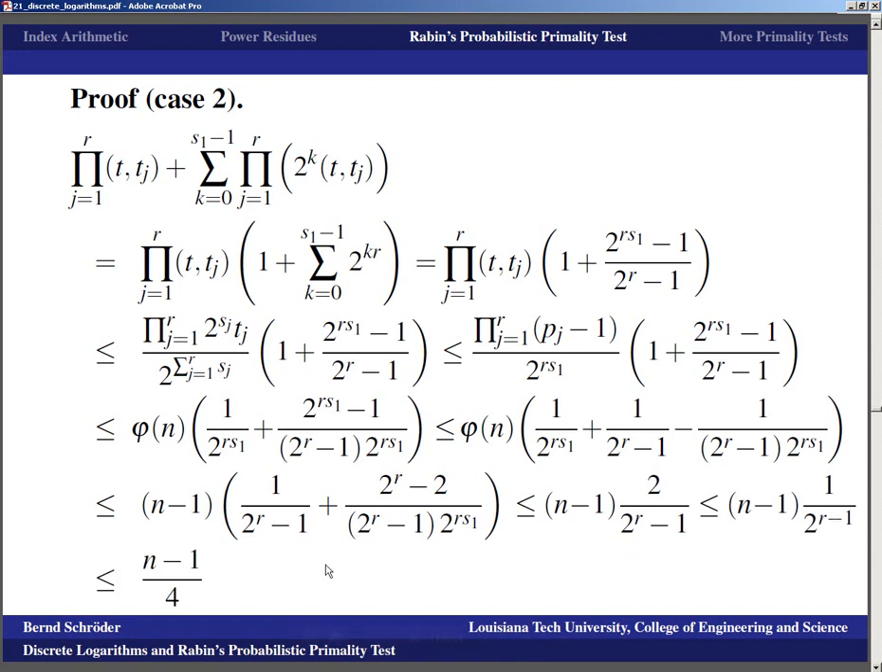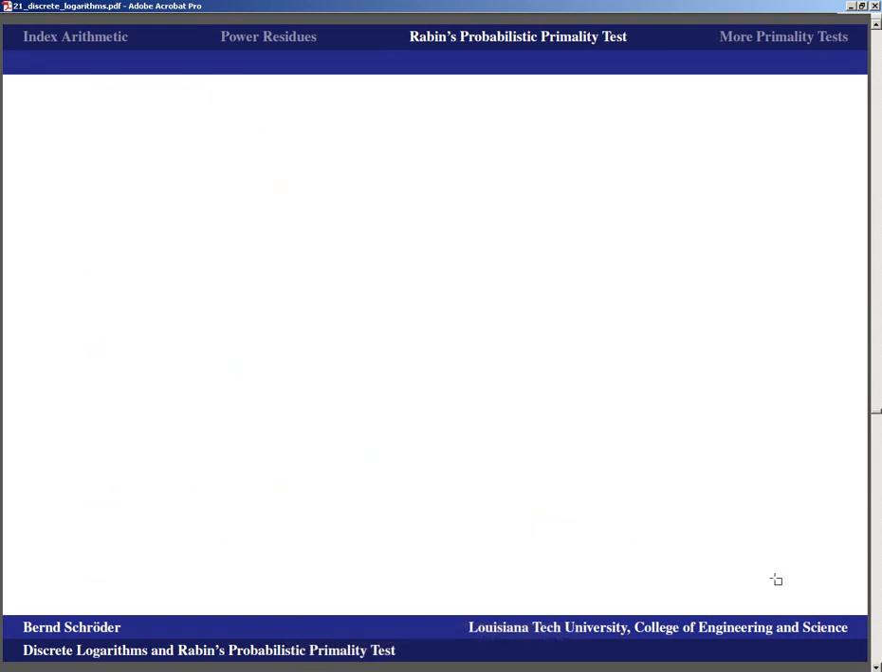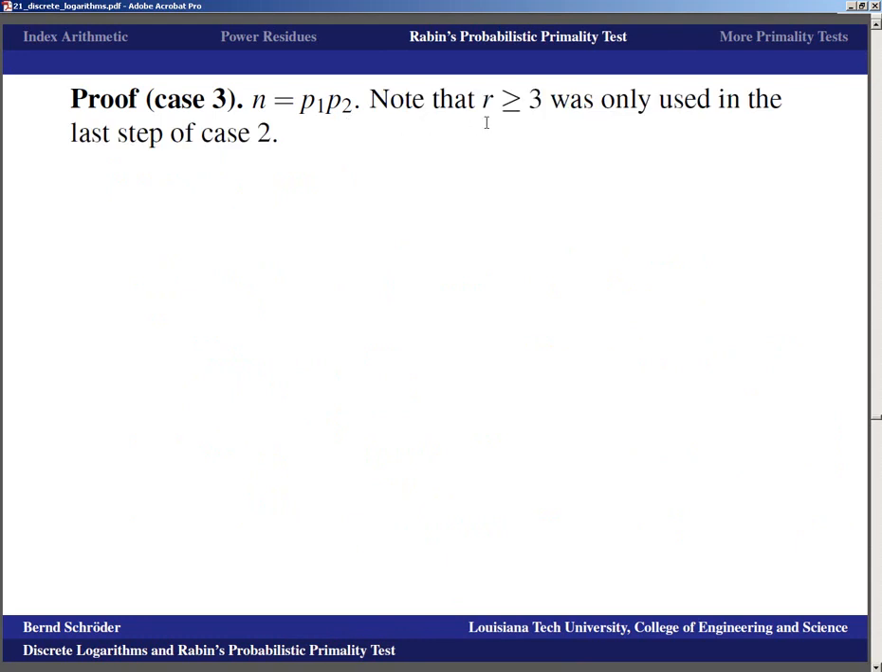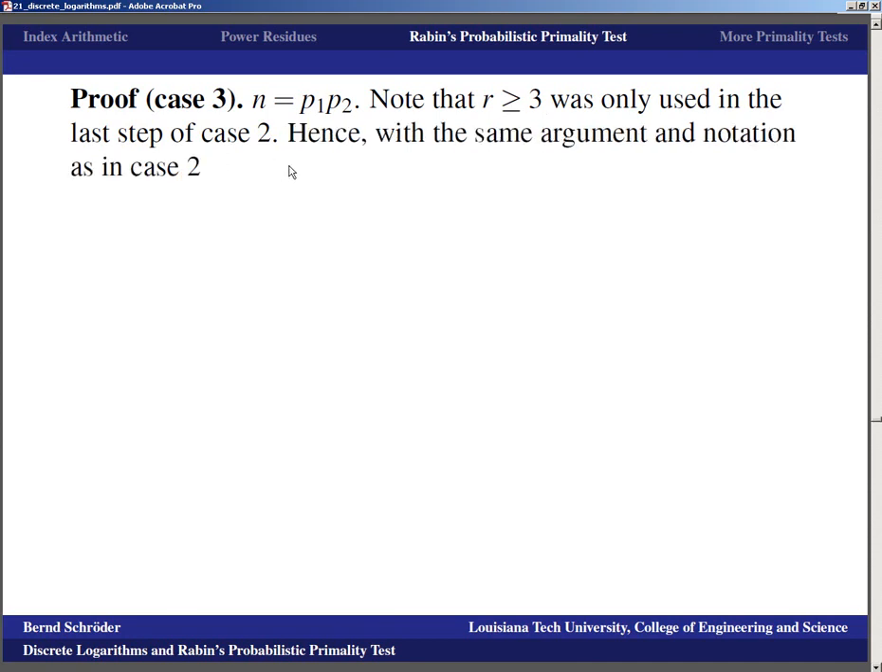And now, in this very last step, we are using that r is greater or equal to 3, because that means that the denominator here is at least 4. And that takes care of the case that r is greater or equal to 3, which means what we have left is that r is equal to 2, that n is the product of two prime numbers, neither of which is raised to a power larger than 1. And notice, like I just said, that r greater or equal to 3 actually was really only used in the last step of this case 2.